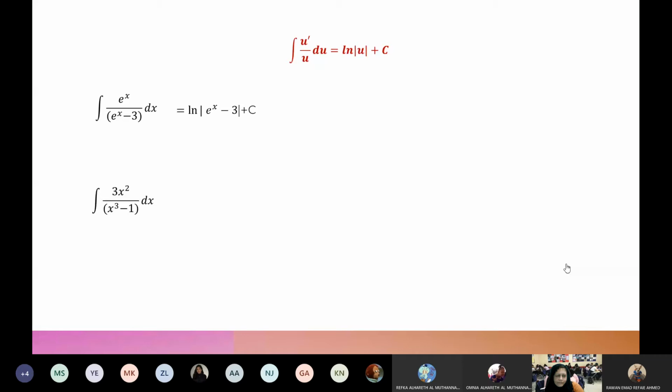Here we're going to check our numerator and denominator. So we have to see if our numerator is the derivative of our denominator. Here we have 3x squared, which is the derivative of x cubed. So we're going to go with our rule, the logarithmic rule. So it's going to be ln of x cubed minus 1 plus c. Super.